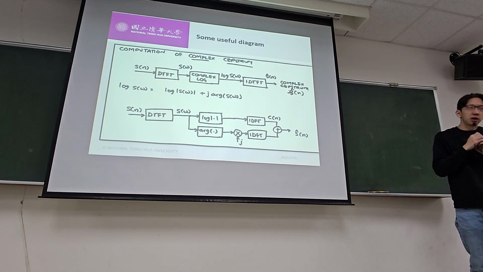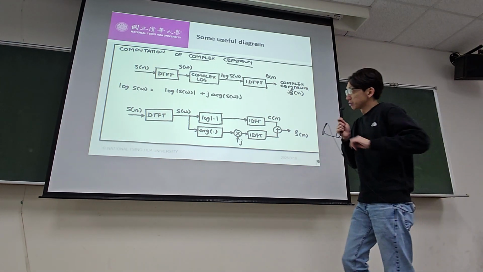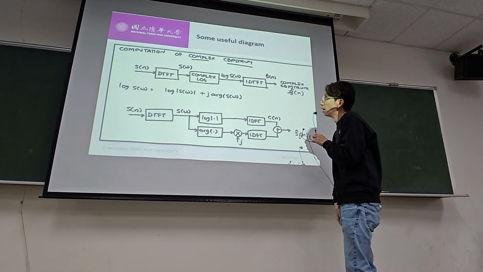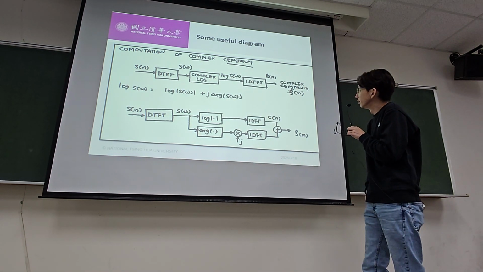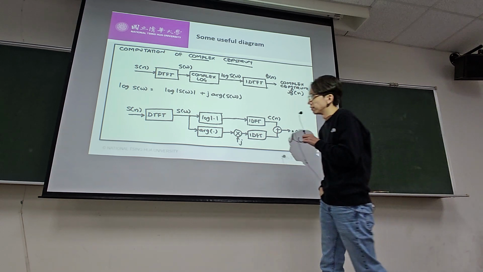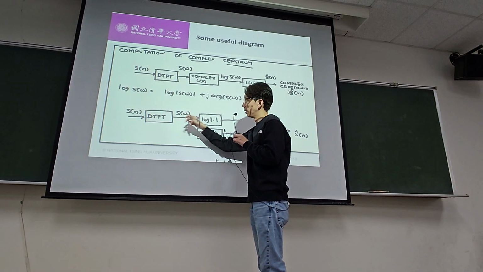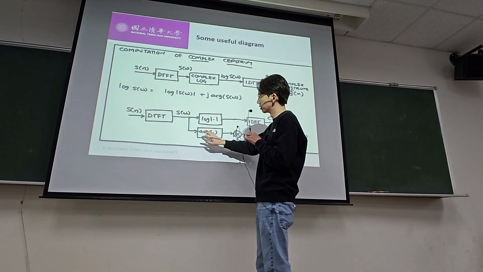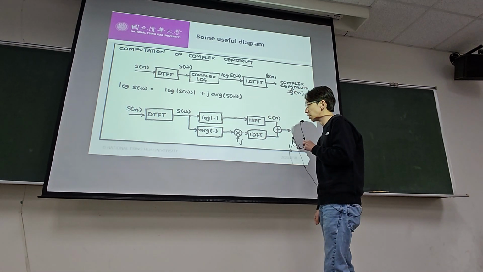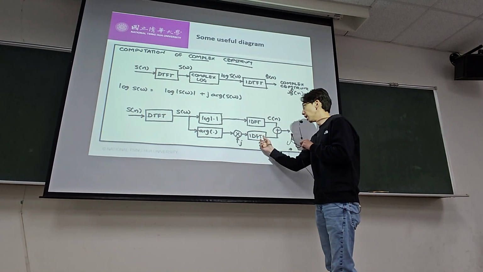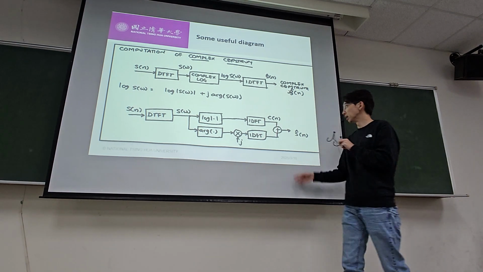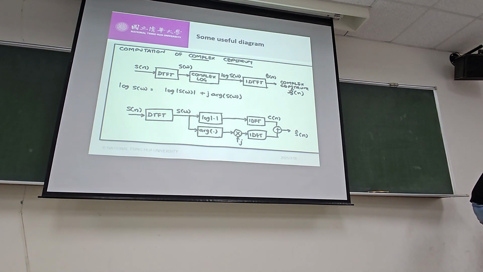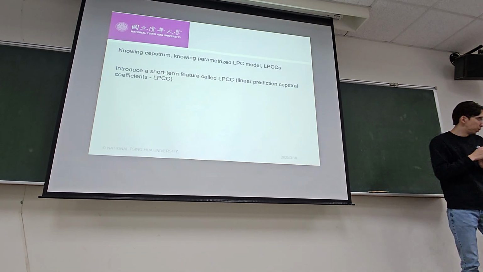There are some useful diagrams. Here is the complex cepstrum: the DFT goes to a complex log, and then the IDFT gives you the complex cepstrum. The real part goes to log, the imaginary part goes to the argument times j, and the IDFT comes back, and then you get back to the original complex cepstrum. All right, so we'll continue on.